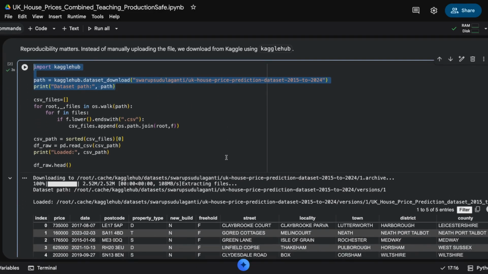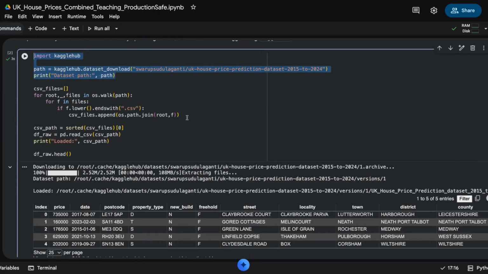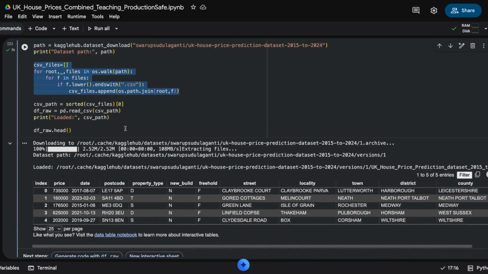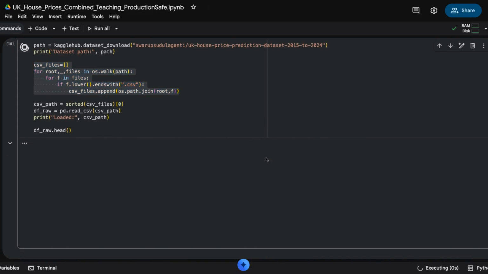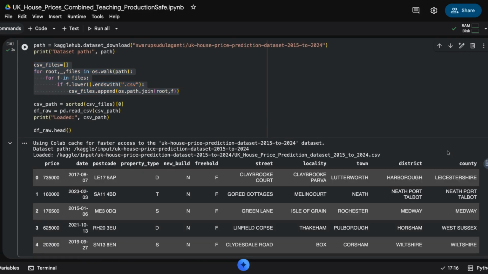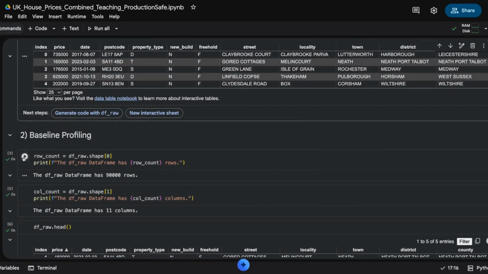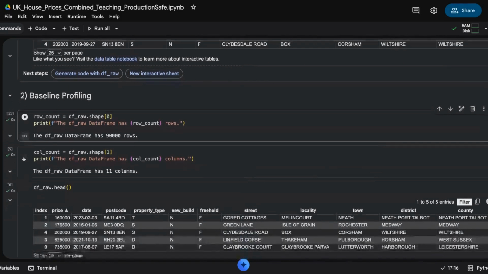Next, instead of manually downloading the dataset from Kaggle and uploading it, we do it programmatically. That's how real production notebooks should work. We will use Kaggle Hub to download the dataset directly. Now, because Kaggle datasets can contain multiple files, we programmatically search for CSV files inside the downloaded directory. And finally, let's preview the data and ensure it has been successfully downloaded.